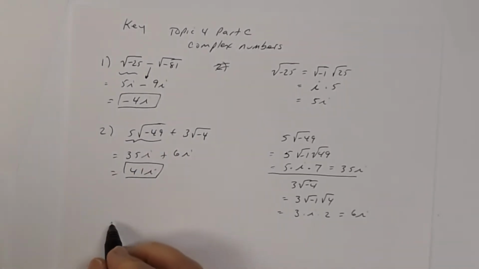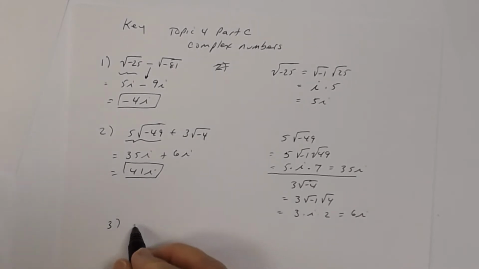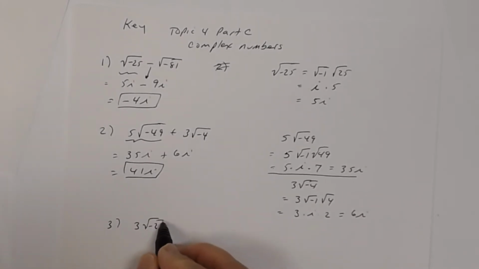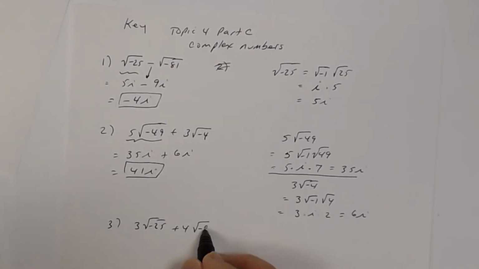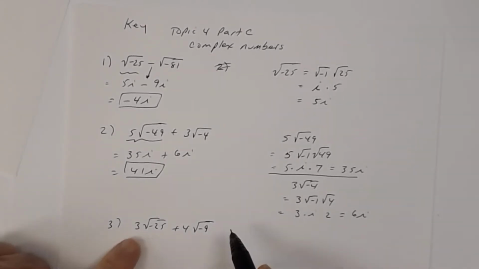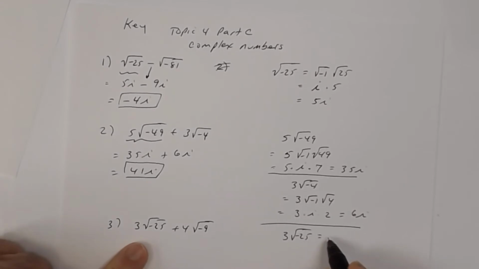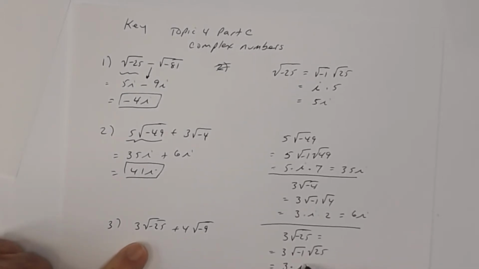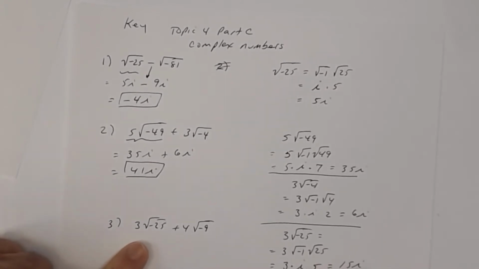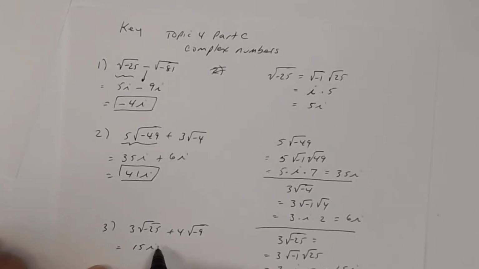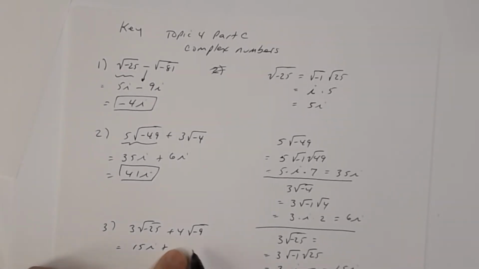Okay, now let's get number 3. I have 3 times the square root of negative 25 plus 4 times the square root of negative 9, and we're going to do the same thing. Let's look at the first one, 3 times the square root of negative 25. That's the same thing as 3 times the square root of negative 1 times the square root of 25. So that's 3 times i, and the square root of 25 is 5, so that's 15i.